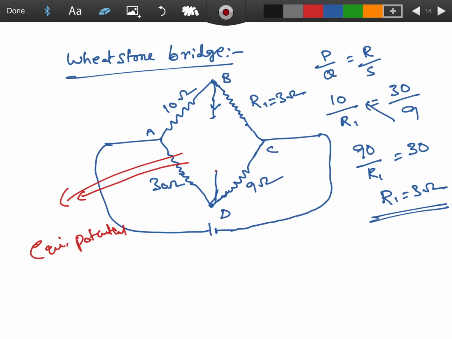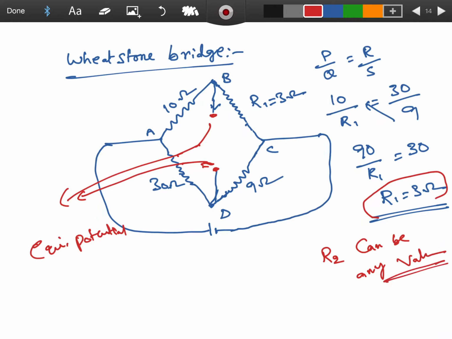Why? Because no current in this, you can ignore this total element. You can ignore the total thing. You don't worry about this thing. You can ignore these elements, whatever the resistors present here. That's why R1 equal to 3 ohm. R2 can be any value. Whatever may be the value, we can ignore that one. No issue. But most of the students, again, they applied the Wheatstone bridge for the internal one.